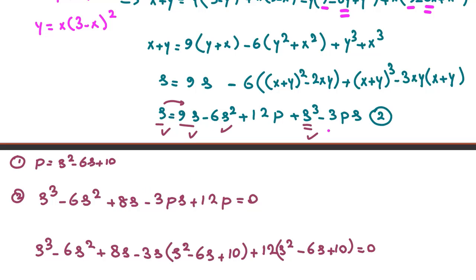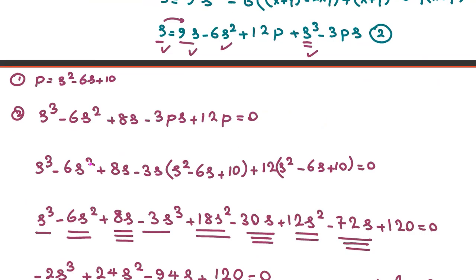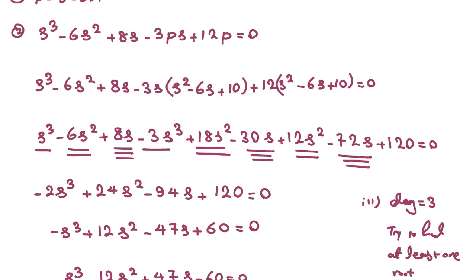Now, if you write 2, if you simplify, it will be s cubed minus 6s squared plus 9s minus 8s minus 3ps plus 12p equal to 0, okay? Then s cubed minus 6s squared plus 8s minus 3s. Instead of p, we write s squared minus 6s plus 10, plus 12 times s squared minus 6s plus 10 equal to 0. It is s cubed minus 6s squared plus 8s minus 3s cubed plus 18s squared minus 30s plus 12s squared minus 72s plus 120 is 0, okay?